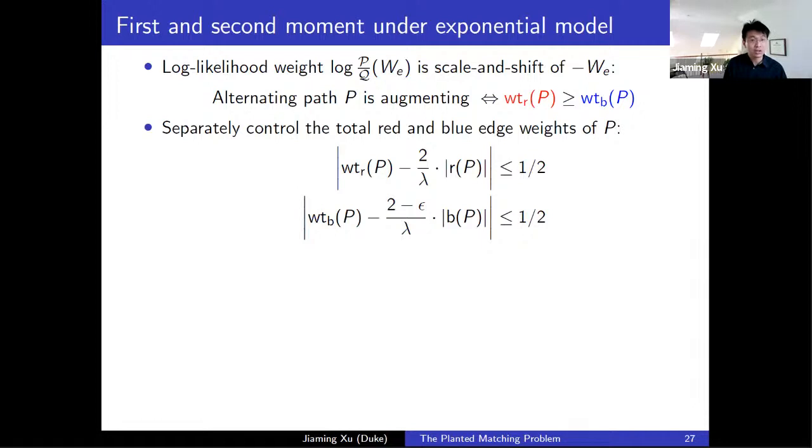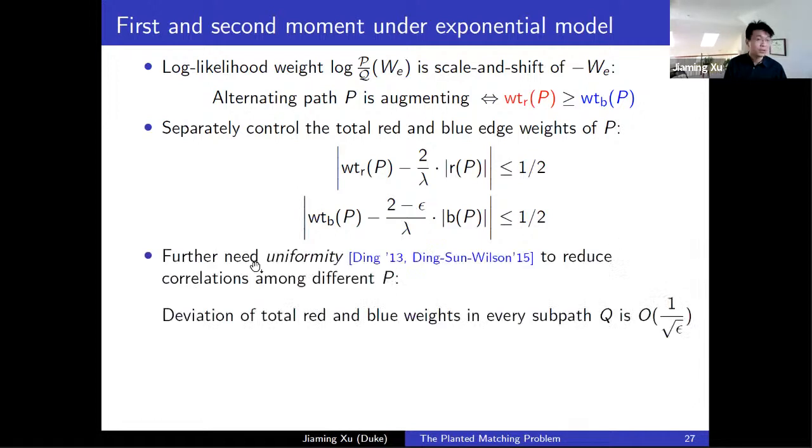But then it turns out that this is still not enough. We still need to impose this so-called uniformity constraint to reduce the correlation between different alternating paths. So the high-level idea of the uniformity is to say that not just for the entire path, but for every subpath, the deviation of the edge weights should be small. In particular, we require the deviation of the total red and blue edges in every subpath to be bounded by 1 over square root of epsilon. And this 1 over square root of epsilon is chosen in this way so that after imposing this uniformity constraint, I still have many alternating paths.